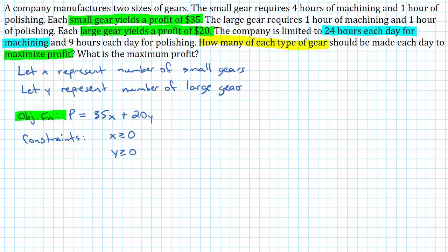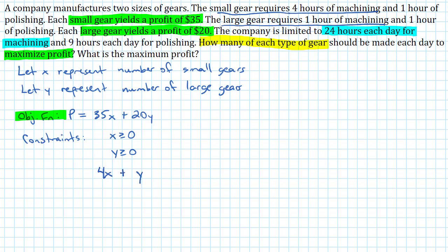Well, how many hours are required for each small gear? Each small gear requires 4 hours of machining, and each large gear requires 1 hour of machining. So for the total hours of machining, if we have x small gears and each of them requires 4 hours, then that's 4 times x total hours of machining for the small gears. Similarly, 1 times y, or just y, since y is the number of large gears, is the number of hours machining large gears.